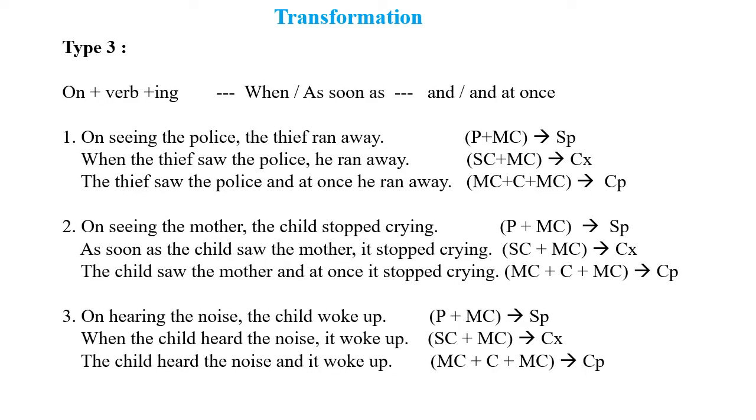Let's move on to type 3. On plus verb plus ing, when, as soon as, and at once. On seeing the police, the thief ran away. When the thief saw the police, he ran away. The thief saw the police and at once he ran away.